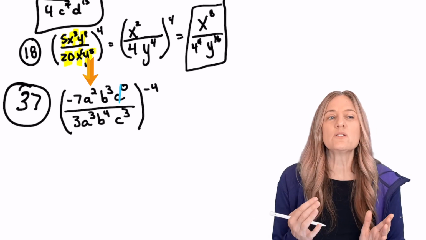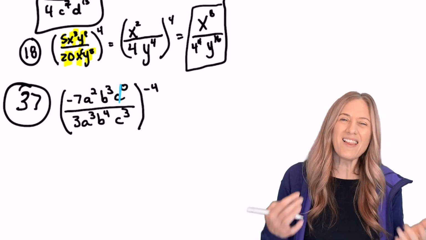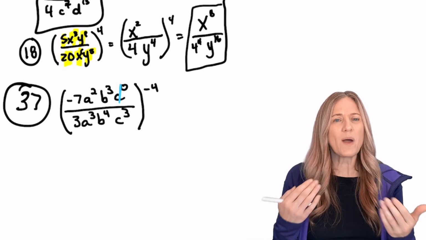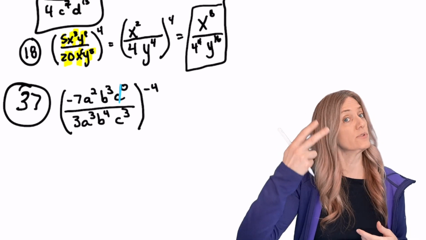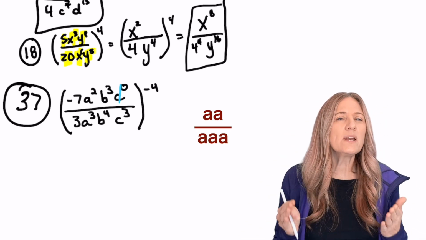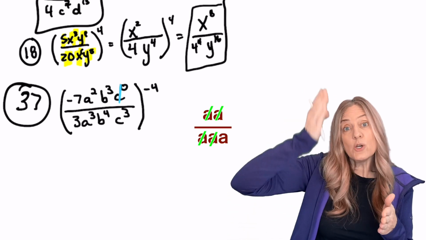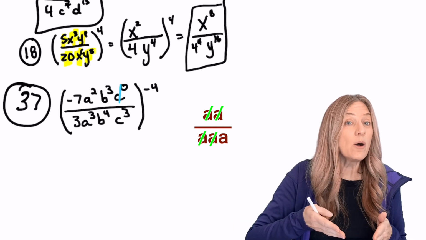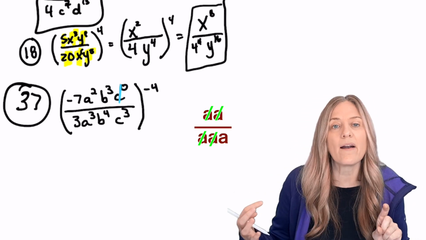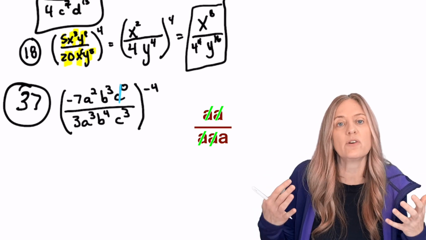Now, rather than doing straight subtraction here, 2 minus 3, -1, where does it go? I like to think of it just as division. So a squared, how many do I have on top? 2. A cubed, how many do I have on bottom? 3. How many would divide out if I have 2 a's on top and 3 a's on bottom? Well, 2 of them would divide out, leaving how many? 1. Where? Top or bottom? On the bottom, because that's where most of them were.